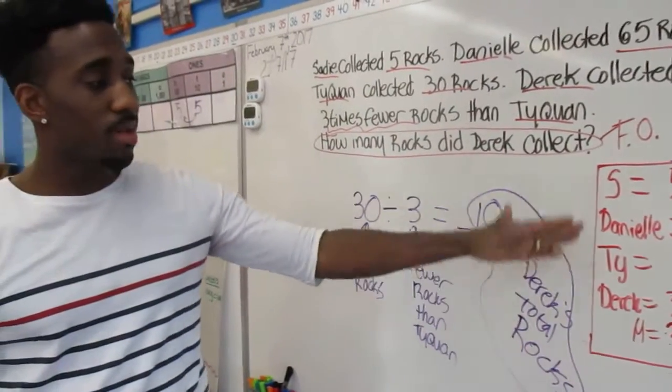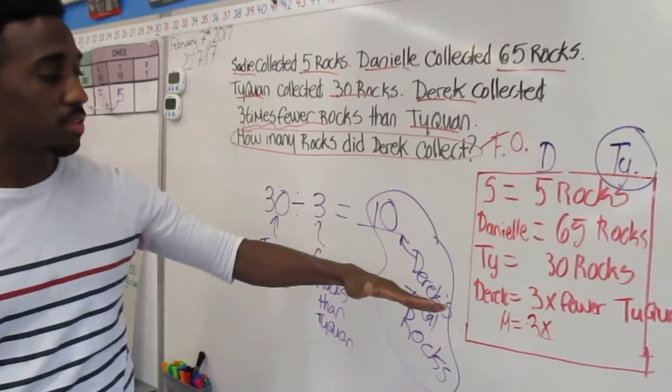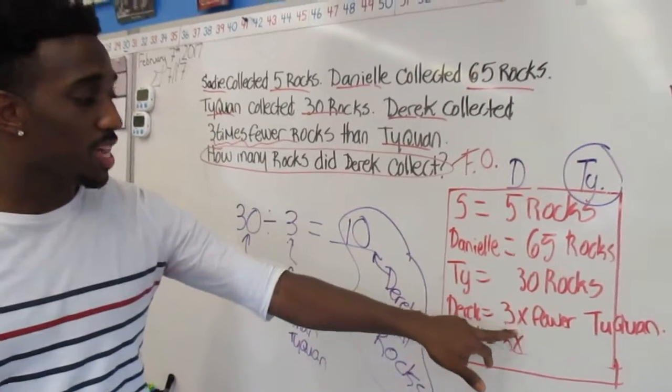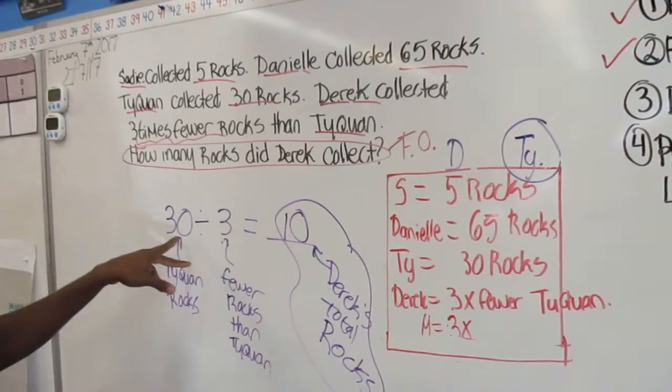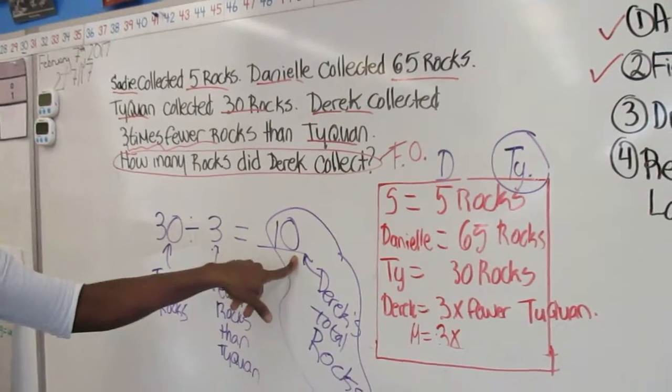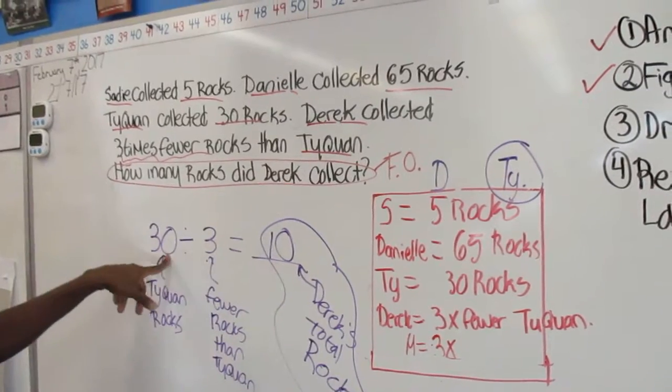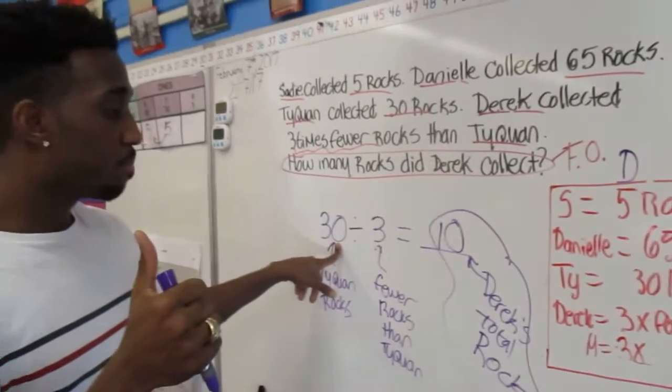Let me just go back to my key to make sure that this makes sense. Derek collected 3 times fewer than Taekwon. Well, here's Derek, and here's Taekwon. And I know that 10 is 3 times fewer than 30, so that must make sense.